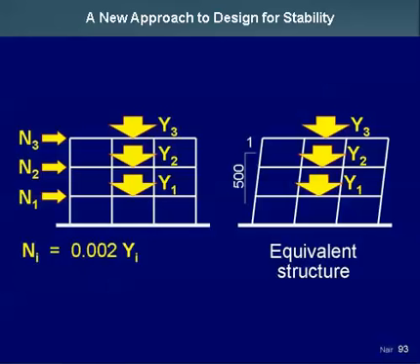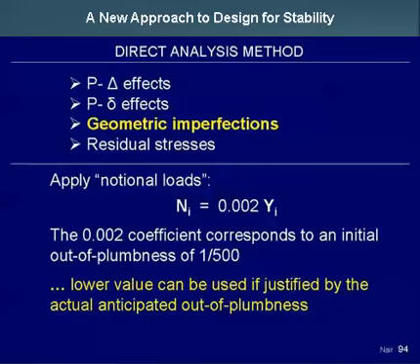In its effect on the moments and shears within the frame, you can see that putting that horizontal load of N sub i of 1/500th of the vertical load has the same effect as actually tipping your structure over by 1 in 500. I won't go through the math, but I'm sure you can see how that works and you can work it out for yourself.